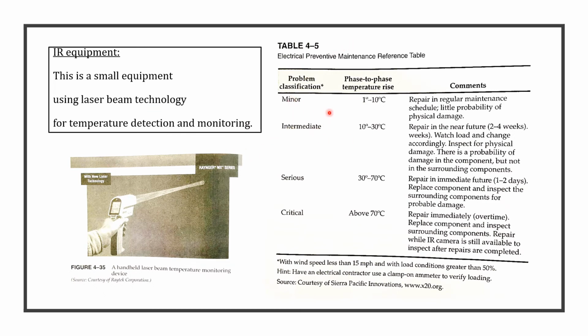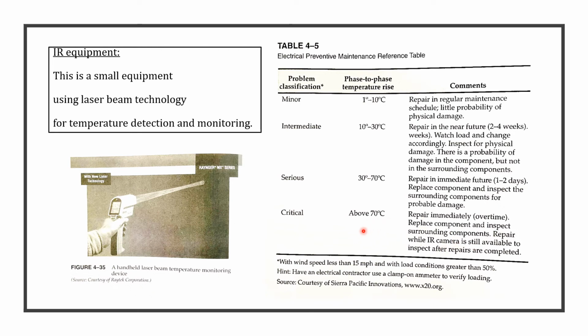Okay, so here your table 4.5 is giving you your electrical preventive maintenance reference table. So this is what we use for the reference. So you're going to look at your temperature. You're going to see 1 to 10, 10 to 30, 30 to 70, above 70 degrees Celsius. That's pretty critical because it's so hot. Your heat is so extreme, okay? You have to repair immediately, with overtime, and replace a component, inspect the surrounding.